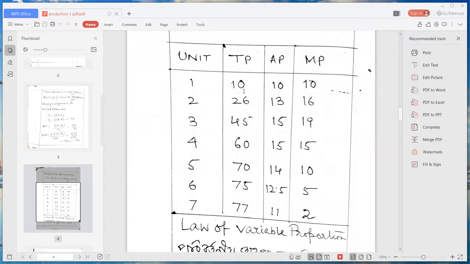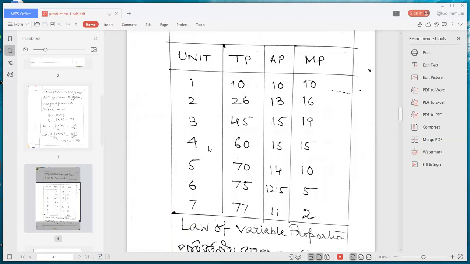When the unit is 1, TP is 10, dividing TP by unit, we get AP 10 and the MP is also 10. When the unit is 2, TP is 26, dividing 26 by 2, we get AP 13. MP is 26 minus 10, that is the (n+1)th unit minus the nth unit, that is, 16. Third unit: TP 45, AP 15, and MP 45 minus 26, 19. Fourth unit: TP 60, AP 60 by 4, 15, and MP 60 minus 45 equal to 15.